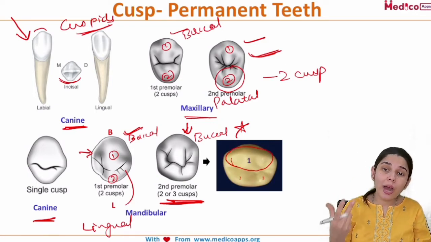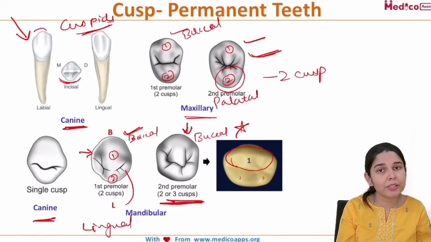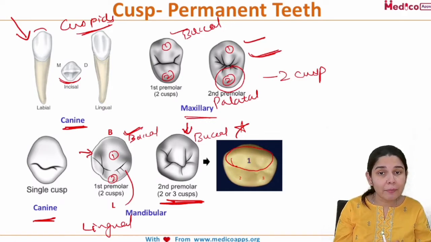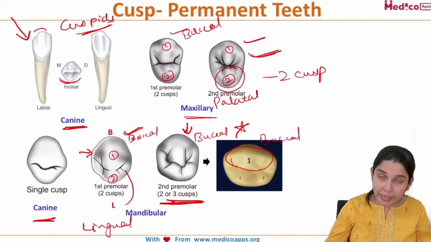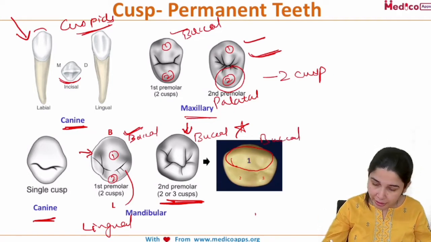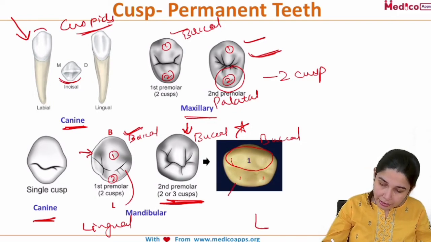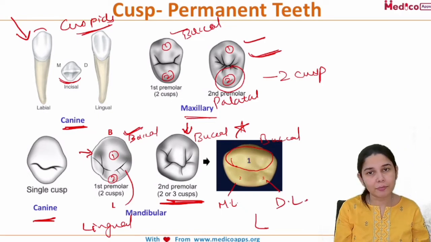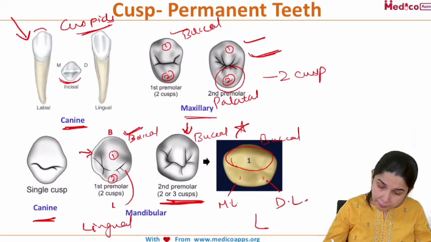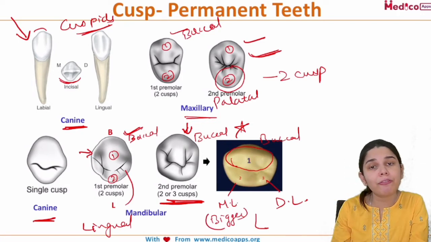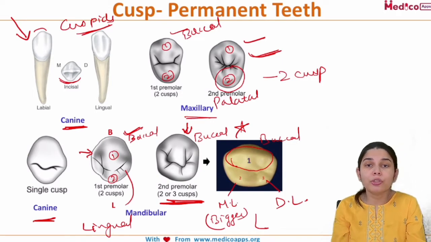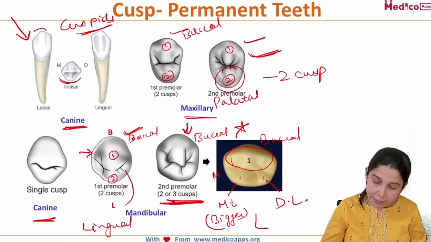Now what are the other two cusps which can be seen in the mandibular second premolar? If this is the buccal surface, what will be the inner surface? Definitely that will be the lingual surface, and this is the mesiolingual cusp, and this is the distolingual cusp. Okay, so the mesiolingual cusp is a little bigger than the distolingual cusp. Now how do you define this mesiolingual and distolingual? The surface which is towards the mesial side.